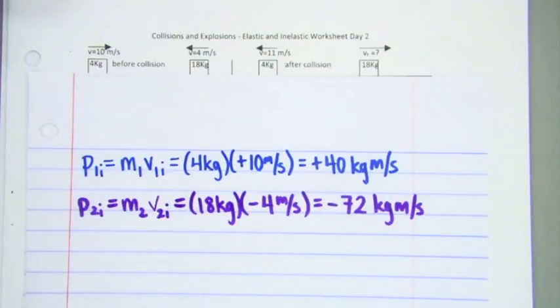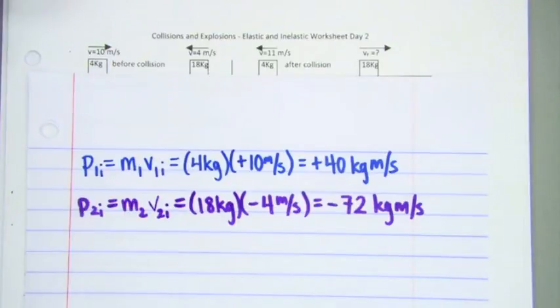So after collision, we know that the object with more momentum is going to lose momentum, and the object with lower momentum is going to gain momentum. So object 2 is going to lose momentum, and object 1 is going to gain momentum. We should be able to see that to be true when we do our math.